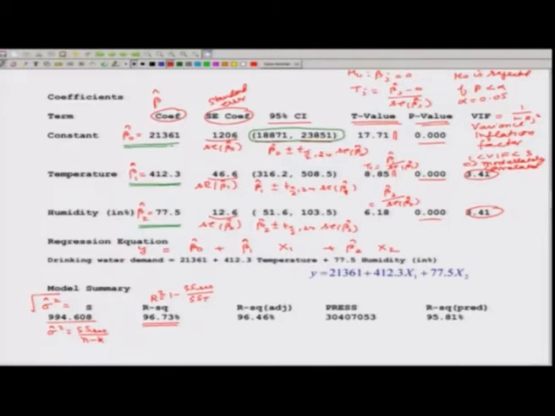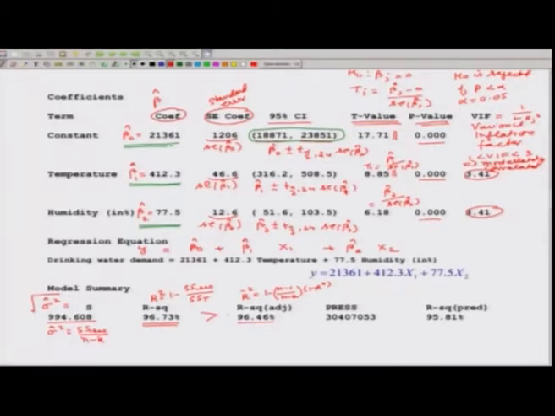Next quantity is R square adjusted. You may recall that we had defined this quantity as R bar square, which was defined as 1 minus (n minus 1) over (n minus k) times (1 minus R square). This is again 96.46, which indicates that our model is nearly 96% good. And you will always see that R square is greater than R square adjusted, but usually in practice this difference is very small.